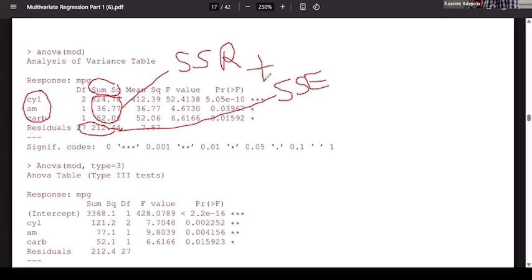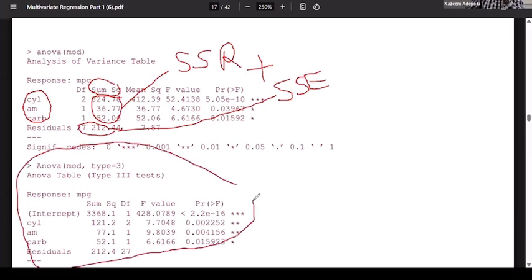I want to believe the person understands right now. The sum of square regression here was broken down because we have more than one variable: cylinder, AM, carb, all of that. Here we broke the sum of square regression down into various components. We have different types of sum of squares: type 1, type 2, type 3. This is a type 3.